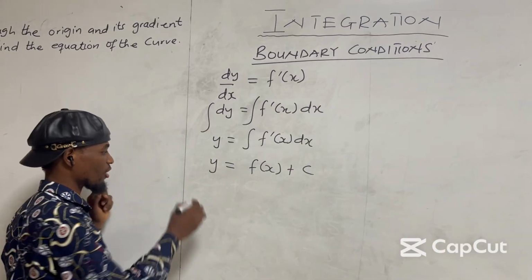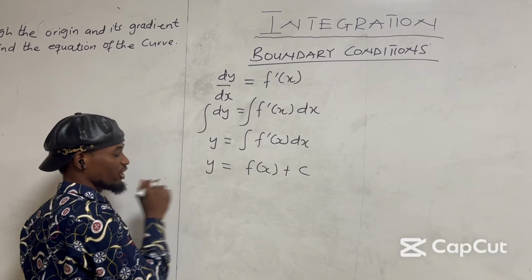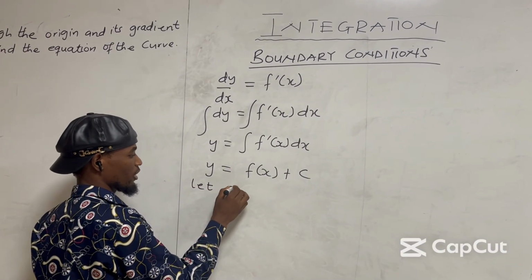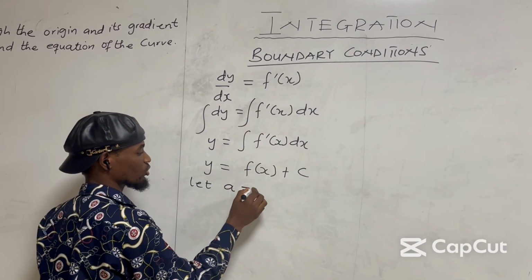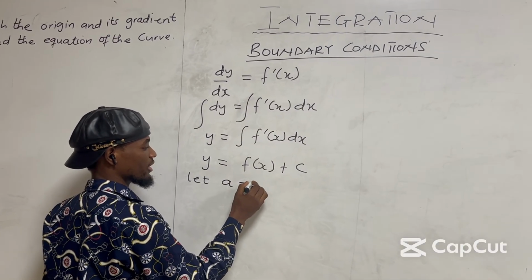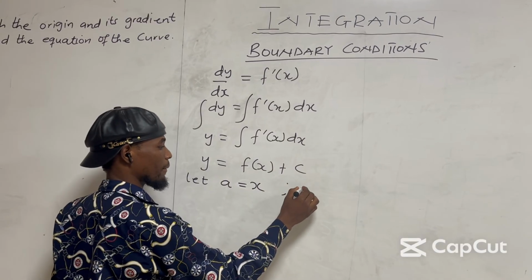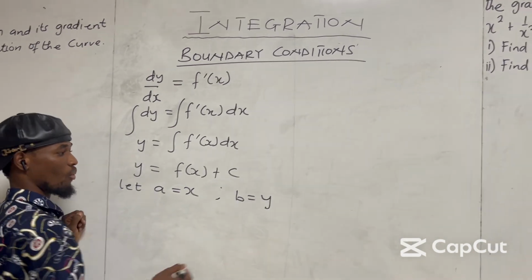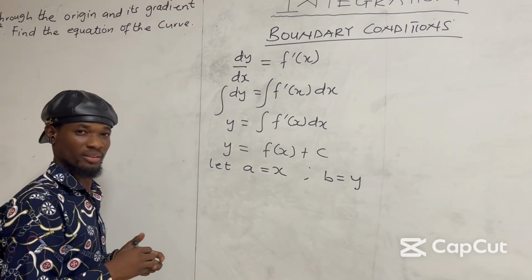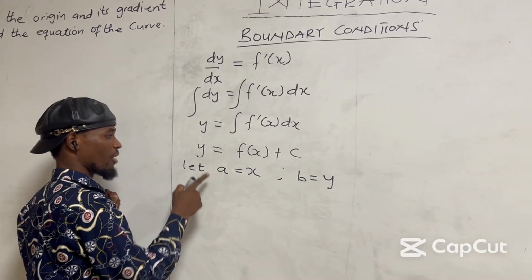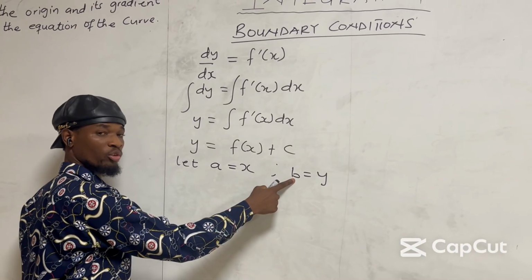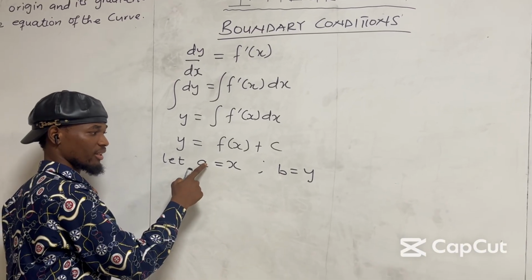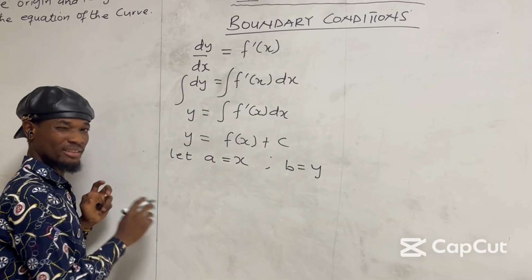Now let's do it this way. Let a be equal to x, and let b be equal to y. Now wherever I see y, I put b over there. Wherever I see x, I put a there. As simple as that.